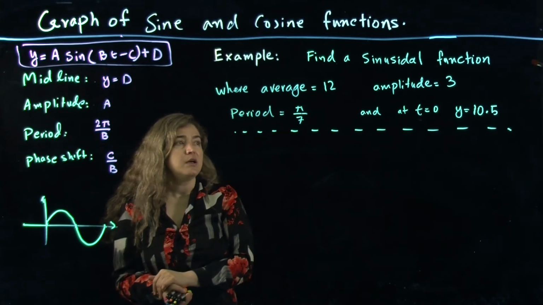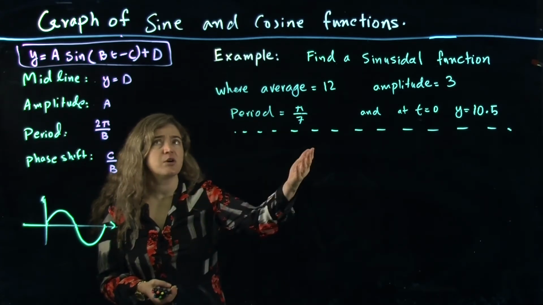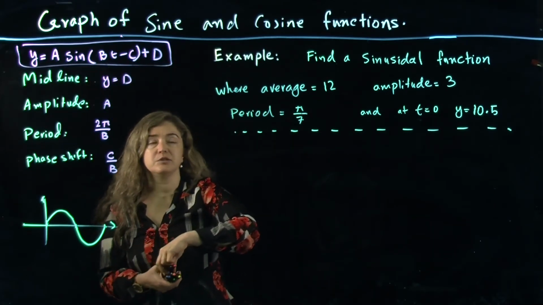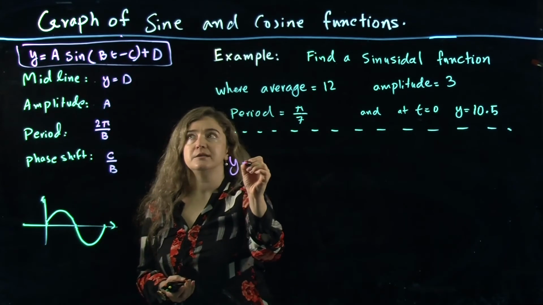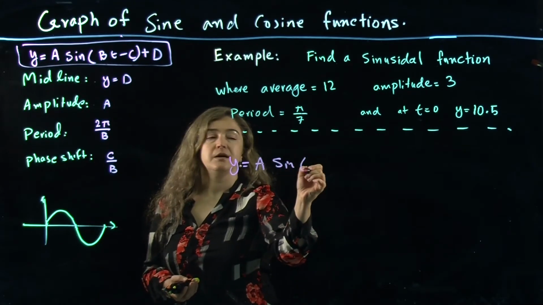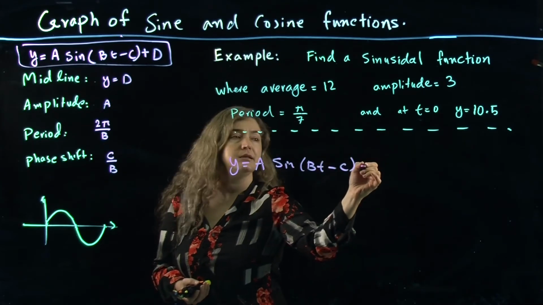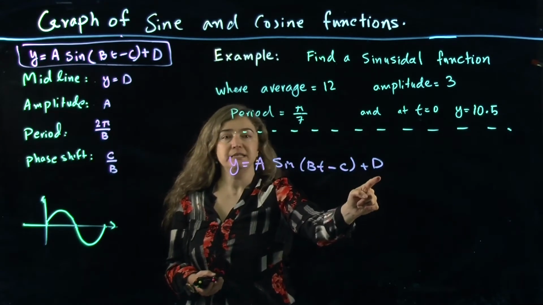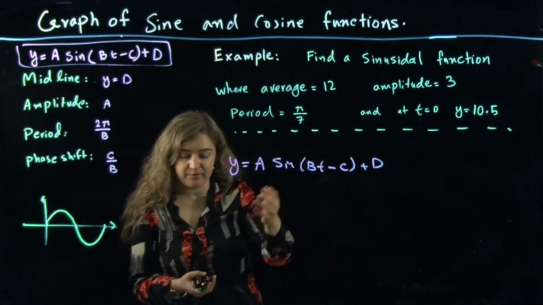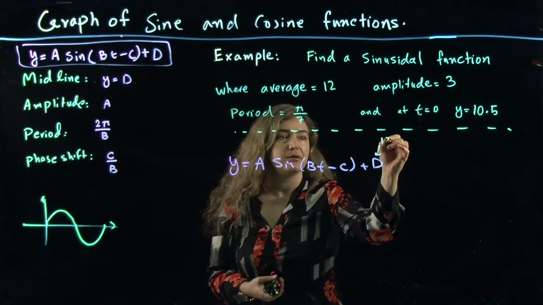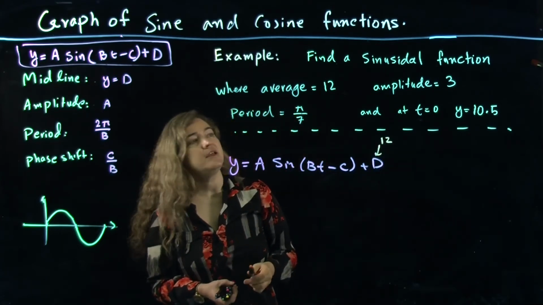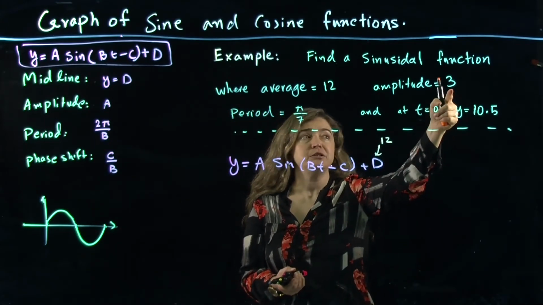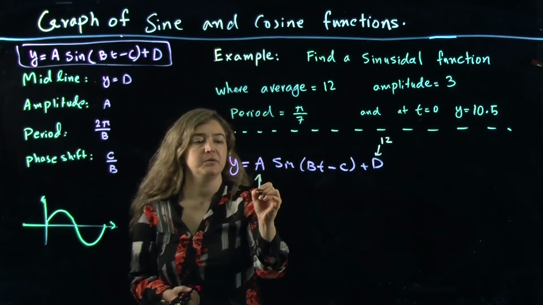And so from then, let's try to figure the A, B, C, D in this formula out. So I'm going to write down y is equal to A sine(Bt minus C) plus D. If I figure out the average, I know D would be the average. The shift up and down is the average. That would be 12. And the next thing is that if I know the amplitude, I can replace A by the amplitude.